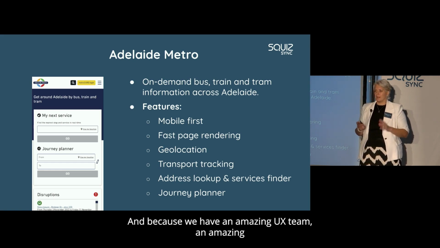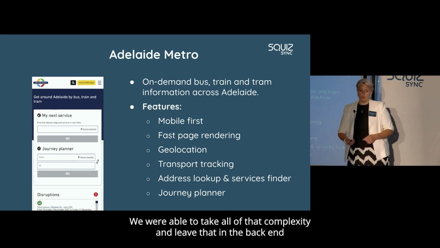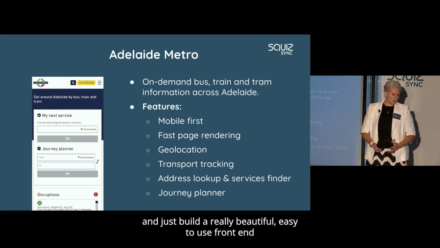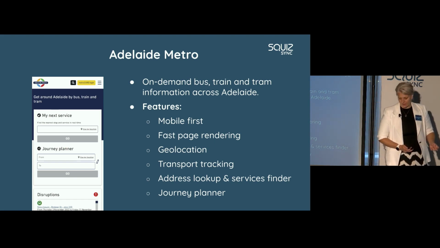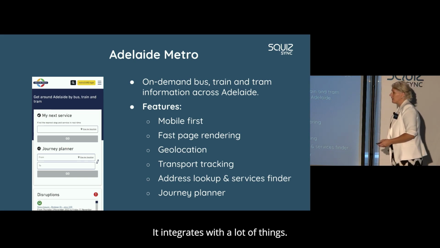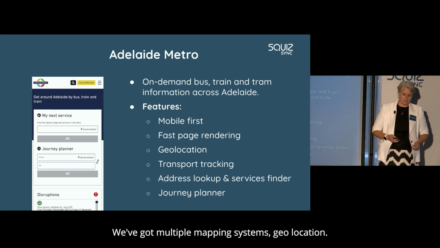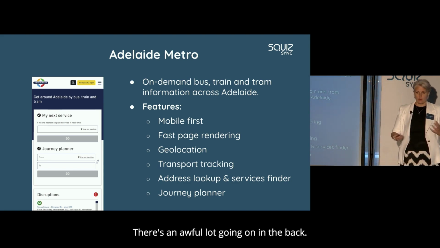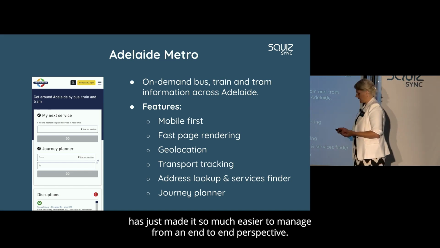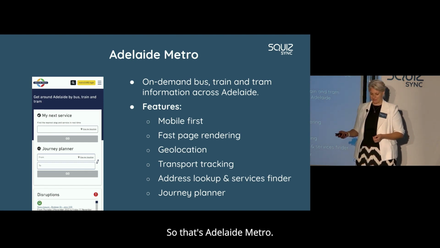And because we have an amazing UX team, an amazing tech team, we had a great customer and a really good tech stack, we were able to take all of that complexity and leave that in the back end and just build a really beautiful, easy to use front end service for the public. It integrates with a lot of things. It includes AWS, Google. We've got multiple mapping systems, geolocation. There's an awful lot going on in the back. And yeah, the tech behind it has just made it so much easier to manage from an end-to-end perspective. So that's Adelaide Metro.